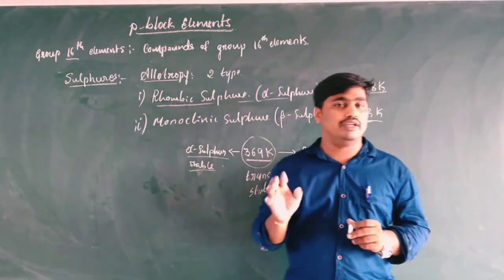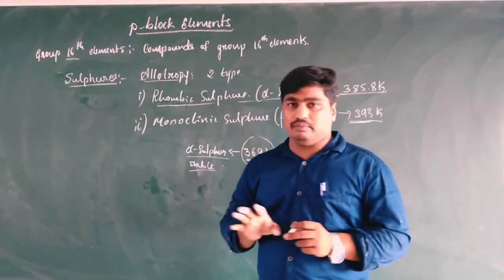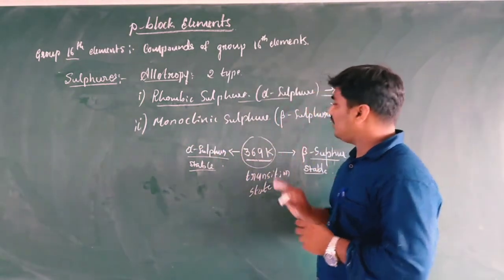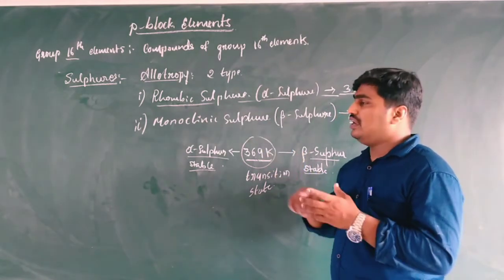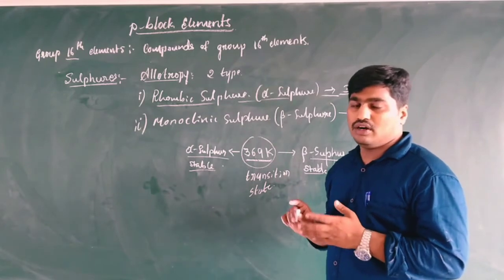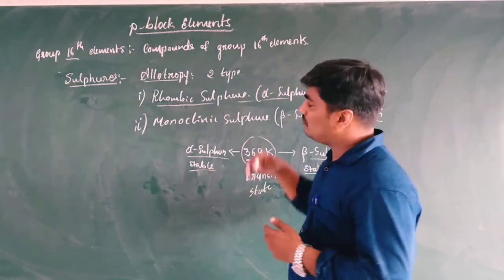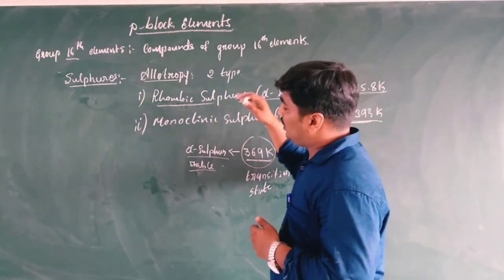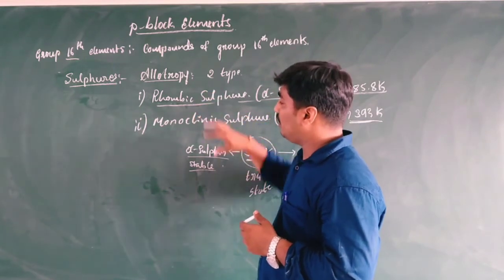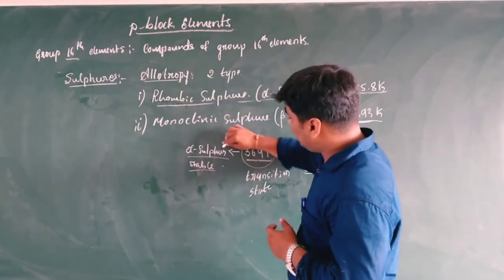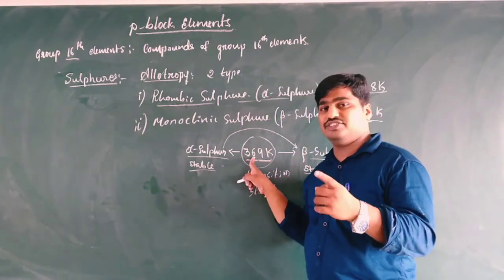In case of a monoclinic, any one angle is same, correct? So any one angle, or all the edges are different. Here all the lengths A, B, C are different. So because of the change in their structure, it forms two allotropes. There is a possibility of preparing monoclinic sulfur from rhombic sulfur when rhombic sulfur is heated above the transition point.